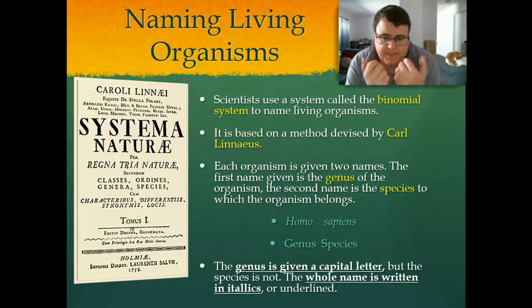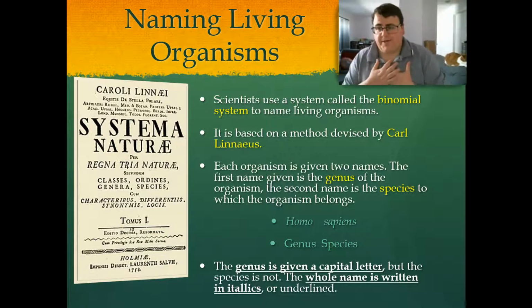In this system, the binomial system, as the name suggests, each animal is given 2 names. The first name is the genus, and the second name is its species. So we are Homo sapiens. Homo is our genus, sapiens is our species.